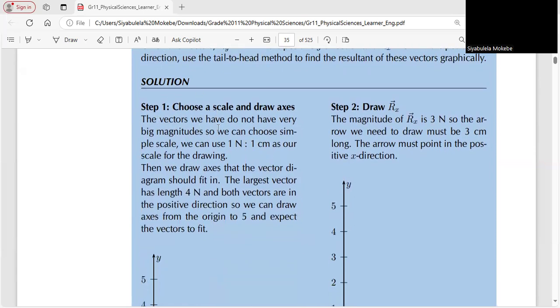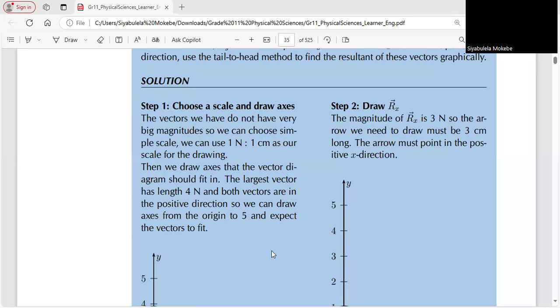Now, the vectors we have do not have very big magnitudes, so we can choose simple scales. We can use 1:1 as our scale for the drawing. Then we draw axes that the vector diagram should fit in. The largest vector has length 4 Newton, and both vectors are in the positive direction. So we can draw axes from the origin to 5 and expect the vectors to fit.